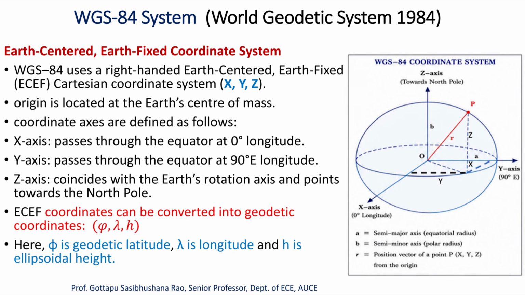Next is the Earth-centered, Earth-fixed coordinate system. WGS-84 uses a right-handed ECEF Cartesian coordinate system where the origin is located at the Earth's center of mass. The x-axis passes through the equator at 0 degrees longitude, the y-axis passes through the equator at 90 degrees east longitude, and the z-axis coincides with the Earth's rotation axis pointing towards the North Pole. ECEF coordinates can be conveniently converted into geodetic coordinates consisting of latitude, longitude, and ellipsoidal height.